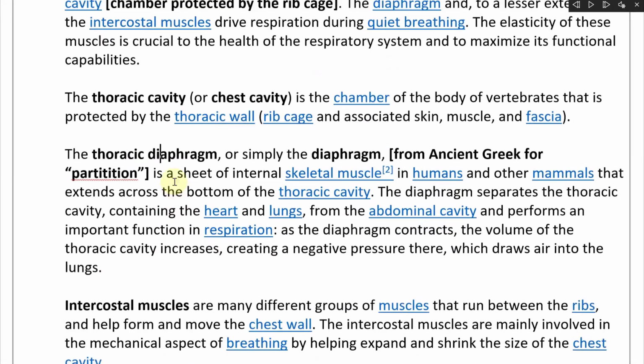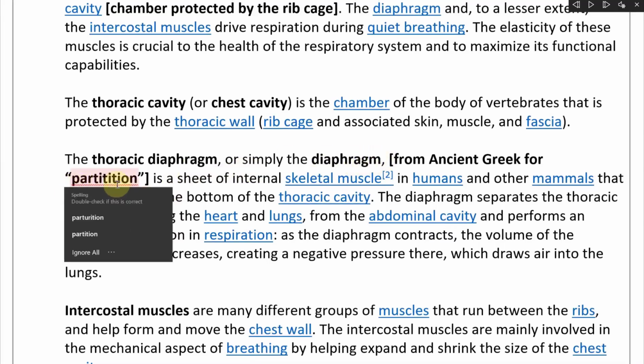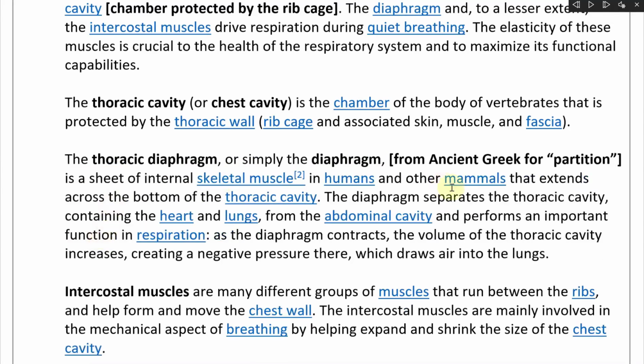So, anyways, the thoracic diaphragm, or simply diaphragm, from ancient Greek for partition. Actually, I think I had a typo right here. It's actually partition, so it's my typo. So partition, or separation. You're parting ways, or partitioning into separate objects. So let's just take a pronunciation here. Partition.